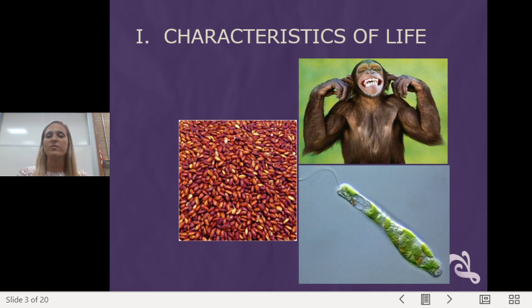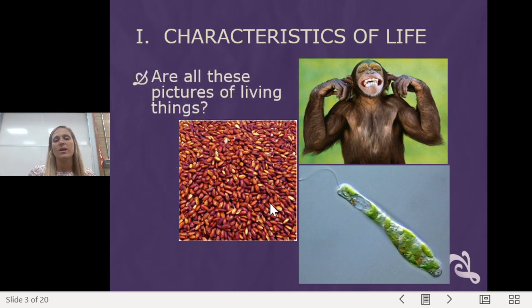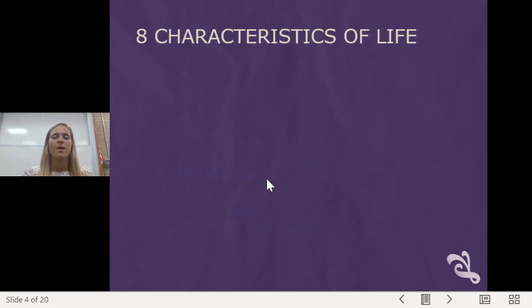All right, so we've got a couple of examples of living things up here on the screen, different examples of organisms that are living, and you can see what those are right in here. Here you have a question. Are all these pictures of living things, these different photos that you can see? So you've got a chimp here, a little rotifer here, and a picture of some different pods, okay? When you're talking characteristics of life, we're going to identify 8 characteristics of living things, and these 8 things all need to be present in order for something to be considered alive, okay?